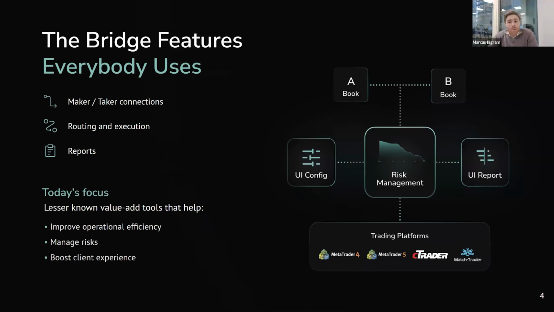As for what we won't be focusing on today, we're going to try to focus more on the features that are less used. So when we see clients use liquidity bridging, we see that most commonly they're using the core functions. So the maker-taker connections on each side, these FIX connections, they're using it for the routing, so how they execute trades, whether it's on A and B book, the markups they apply, and then, of course, the feeding into the platform. We also see very commonly the standard reports, like the execution reports, the transaction reports.